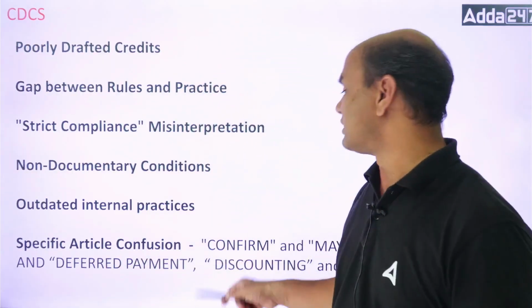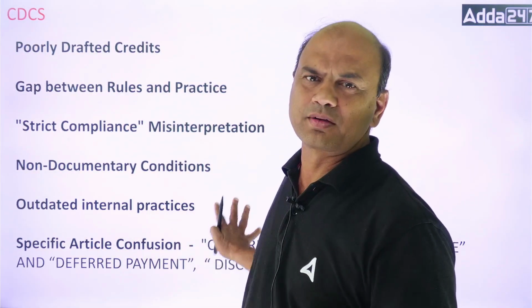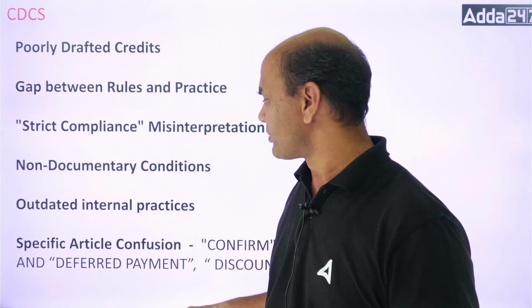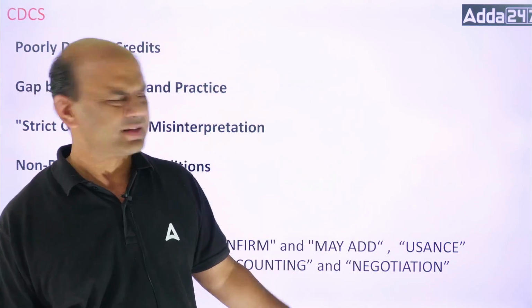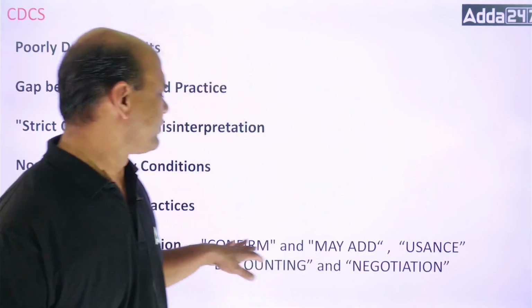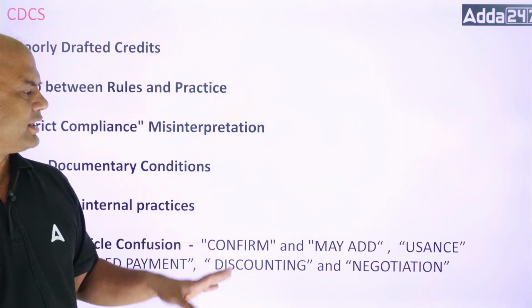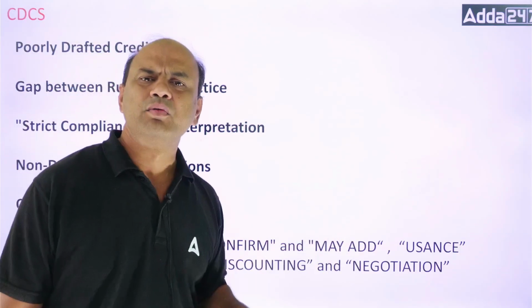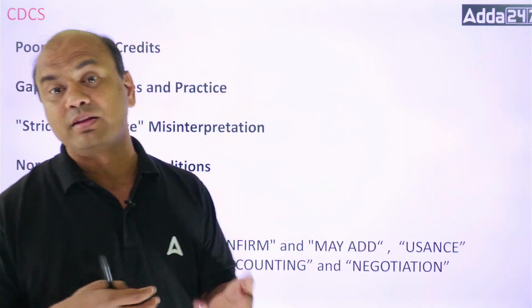Specific article confusion. Now this is one of the major ones, and here I'll stop after clarifying this point. What does specific article confusion mean? There is a lot of confusion among bankers. These are just examples I have taken; it's not compulsory that these are the only ones. See this: "Confirm" and "may add". This is one of the major problems I have seen in the LC. What is the difference between them? Practically there is no difference. But what does it mean?